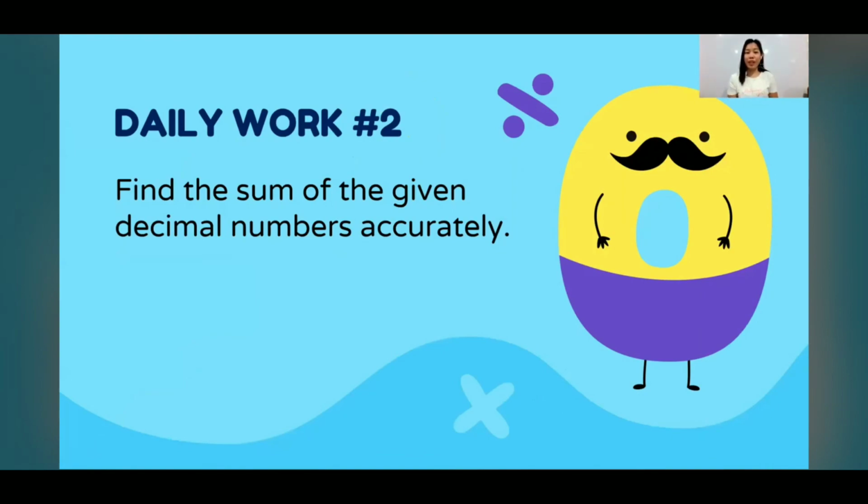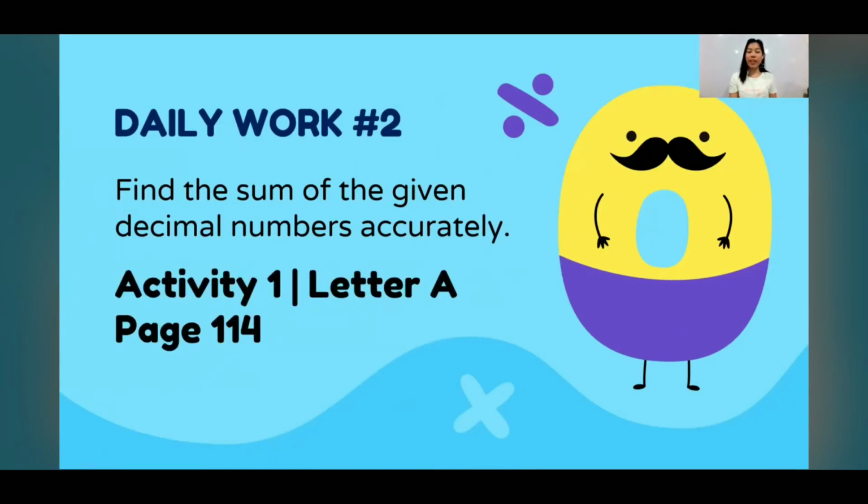For your daily work number 2, find the sum of the given decimal numbers accurately. This one is the activity 1, letter A, on page 114 of your math book. Remember that if you are curious about anything, you may send a message to Teacher Ryan.